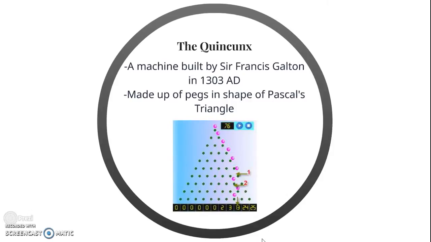The next piece of history about Pascal's triangle was the quincunx. This is a machine built in 1303 by Sir Francis Galton. It's made up of pegs in the shape of Pascal's triangle, and basically what happens is you drop a ball down the top and then it'll fall into one of the slots at the bottom. At first the results may seem very random, but after you collect them and graph them, they actually turn out to be the shape of Pascal's triangle.